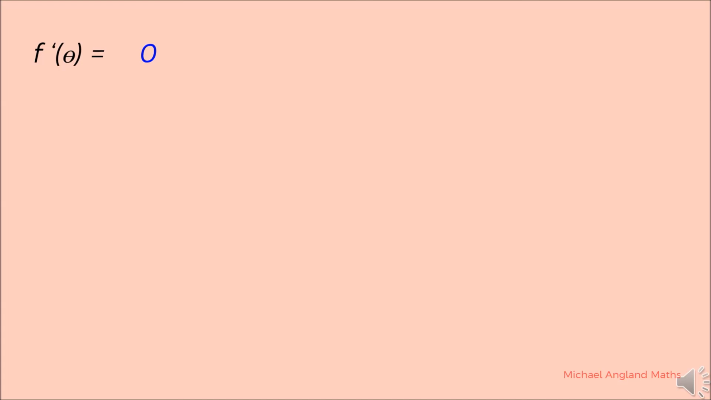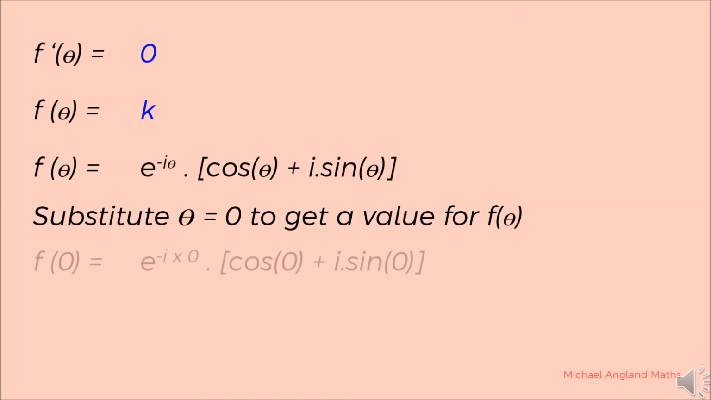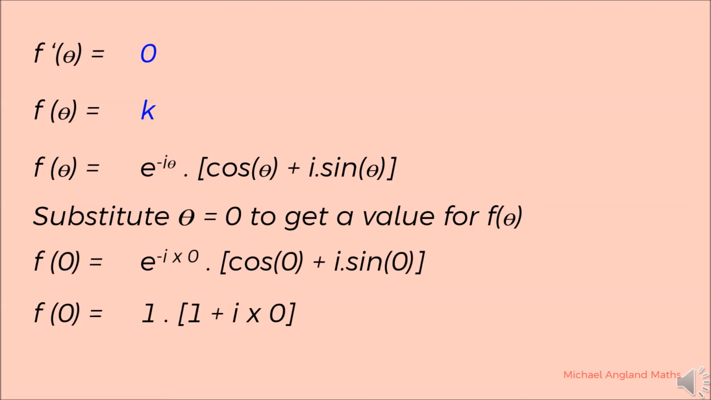If the derivative is equal to 0, that means the original function must be a constant. So that now leads us to substitute a value for θ to work out what that constant value is. So suppose we take θ equals 0, what do we get? Well, the original function, we know what it was. We get e to the minus i times 0 into (cos 0 + i sin 0). So f of 0 is equal to e to the 0 times, in brackets, cos of 0 is 1, and sin of 0 is 0. So we get 1 times (1 plus 0), which shows that f of 0 is equal to 1, so f of θ is identically equal to 1.